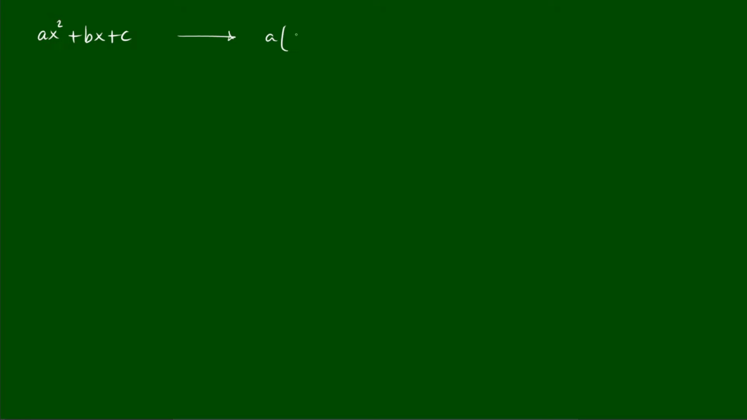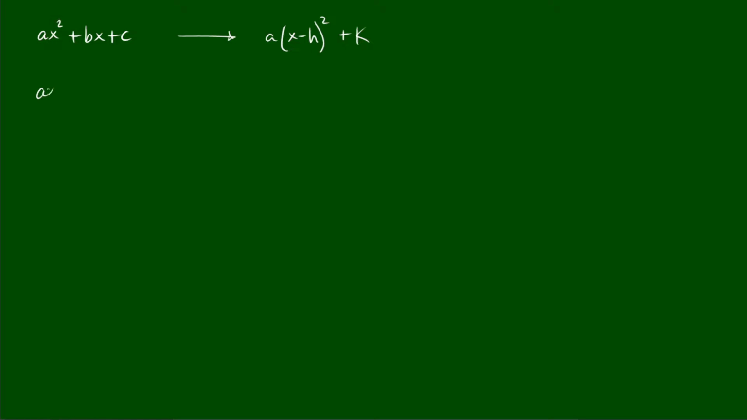You have a, and then x minus h, all of that squared, plus k. This is what you would call the vertex form, where h is the x-coordinate of the vertex, and k is the y-coordinate of the vertex of your parabola. One way to complete the square is to use a formula, and that formula is the following.